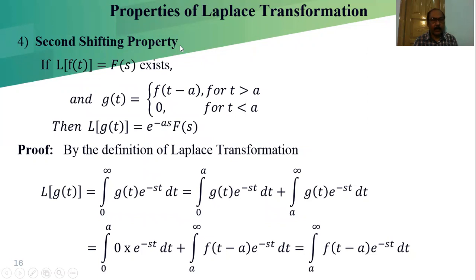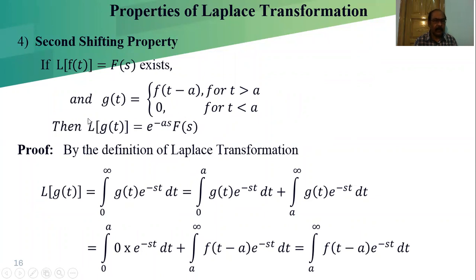Second shifting property. This is very important. Let us consider the Laplace transformation of f(t) equal to F(s) exists. And we also consider another function g(t), which has two branches. It is defined for t greater than a and for t less than a. For t greater than a, it is f(t minus a), and for t less than a, it is 0. That means the function value is 0 when t is less than a, and when t is greater than a, the function value is f(t minus a). So two functions are given.